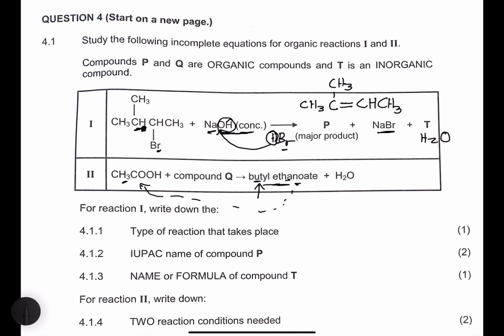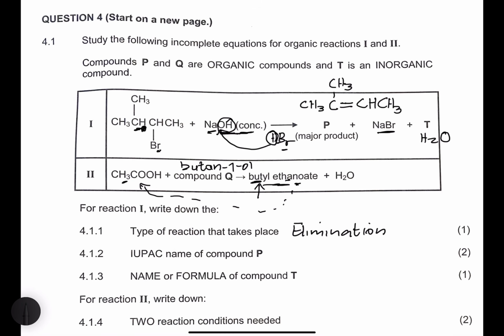So it means that the alcohol that we must have used would have been butan-1-ol, because there it is, it's butyl. So in this case, this should have been butan-1-ol. So we always use a primary alcohol, right? So let's answer the question in this case. They say for reaction 1, write down the type of reaction that takes place. It's definitely an elimination reaction.